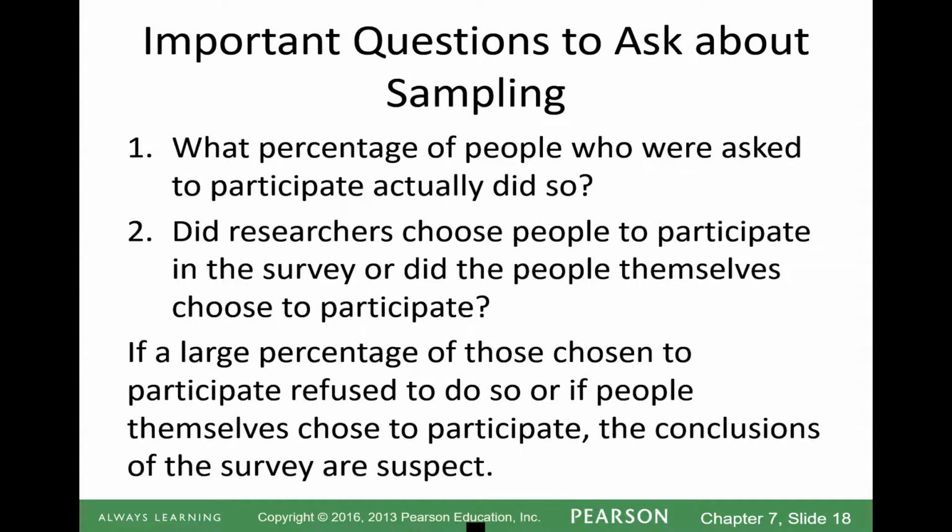Important questions to ask about sampling: what percentage of the people who were asked actually responded? Did researchers choose who participates in the survey, or did the people themselves choose to participate? So you can actually have things going on there. If a large percentage of those chosen to participate refuse to do so, or if the people themselves chose to participate, the conclusions are suspect.